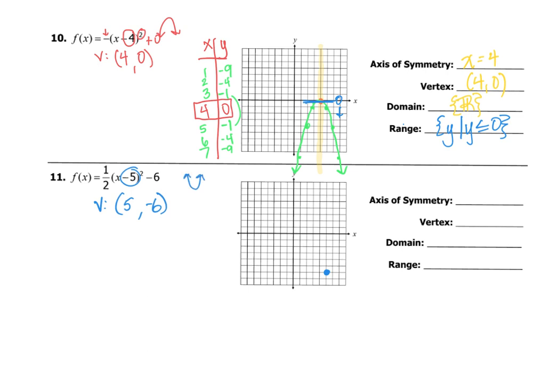So what is the job of this 1/2 out front? Okay, I would say that you compare that value, that's the a value, we compare it to 1, it's less than 1, so this is going to be a compressed or a vertical shrink. It's going to be a little bit fatter than normal. So if I'm making a table of values, okay, we're going to write that down. We're going to have 5, negative 6 in the center, and then you could then type it into your calculator to get the rest of the points.